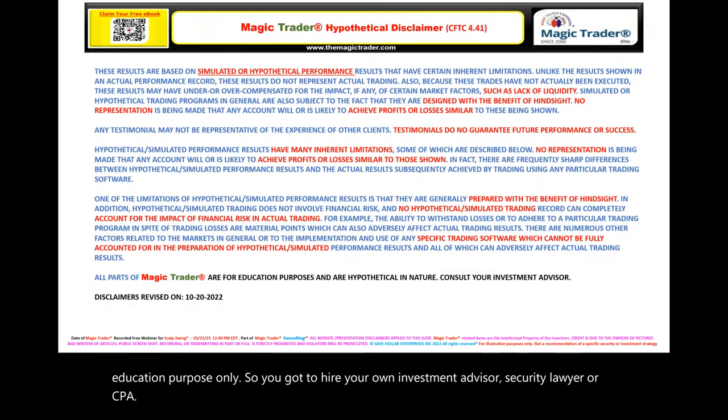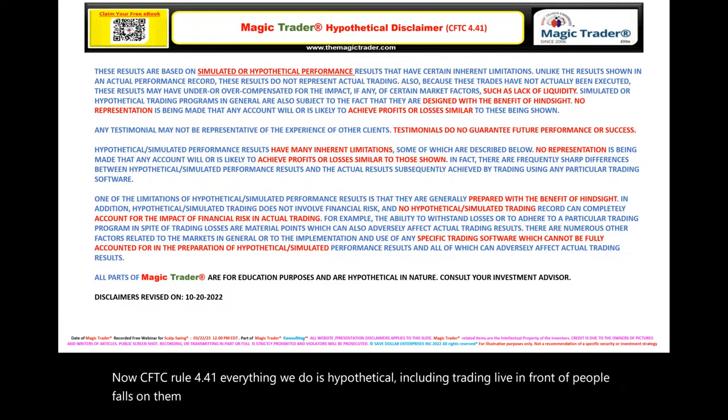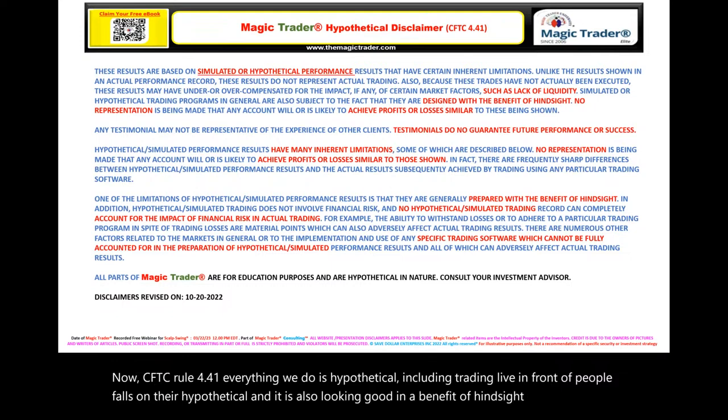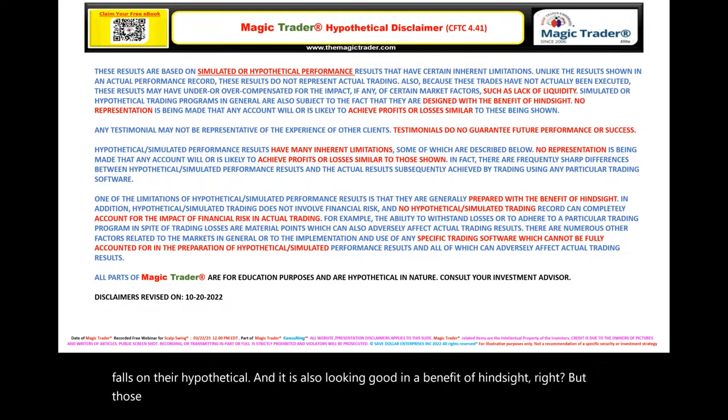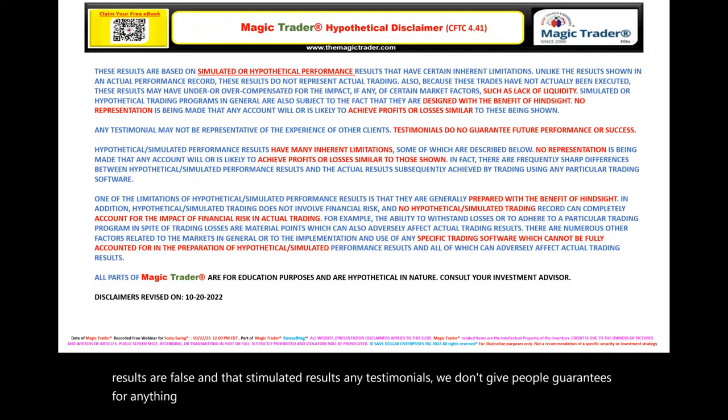Now, CFTC rule 4.41: everything we do is hypothetical, including trading live in front of people. It falls under hypothetical, and it is also looking good with the benefit of hindsight, right? Those results fall under simulated results. Any testimonials, we don't give people guarantees for anything. You try it, if you like it, keep it. And people who understand it, they love it.